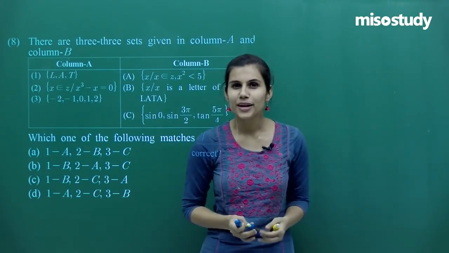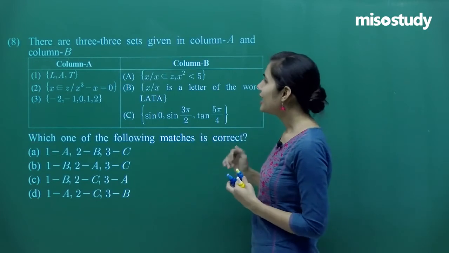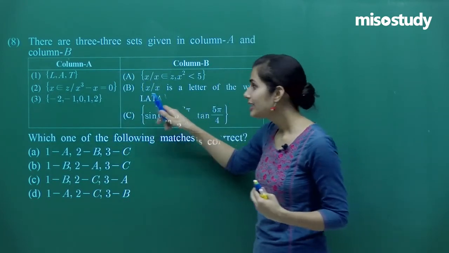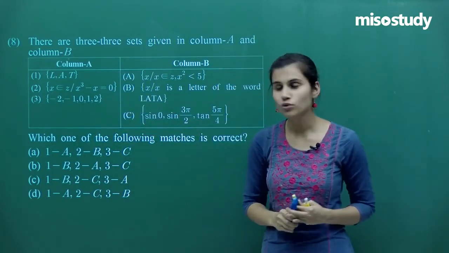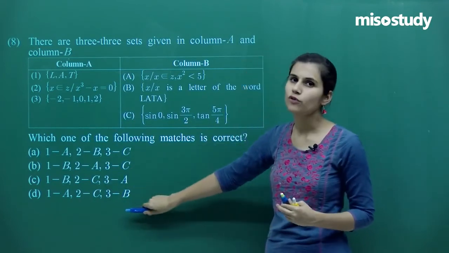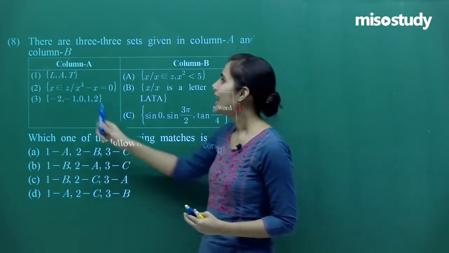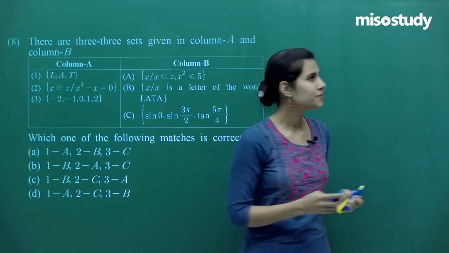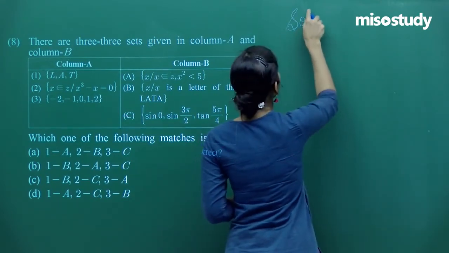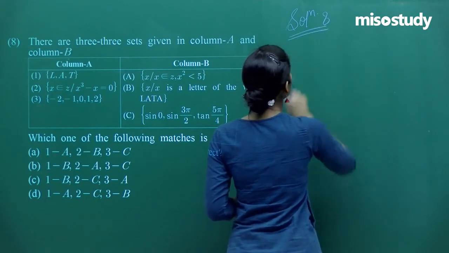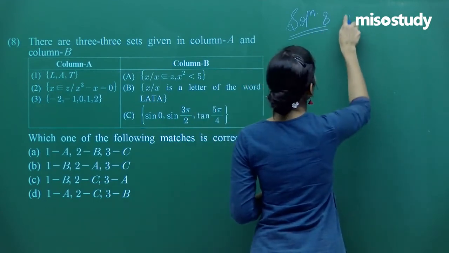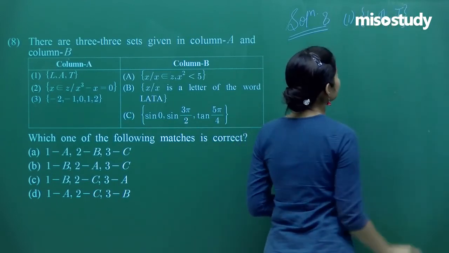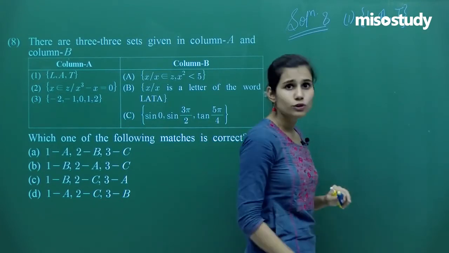The game which we used to play when we were young. And therefore, 1 is getting matched to which? 2 is getting matched to what? 3 is getting matched to what is what I have to do, and accordingly answer these 4 queries. Let's try and do 1, 2, 3, A, B, C and see what is getting matched with what. First of all, what is my 1? 1 is the set L, A and T. That's it. I cannot do anything with it.